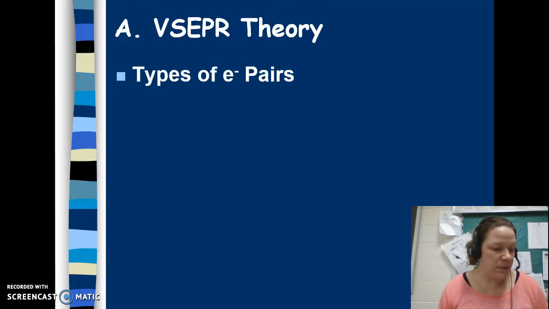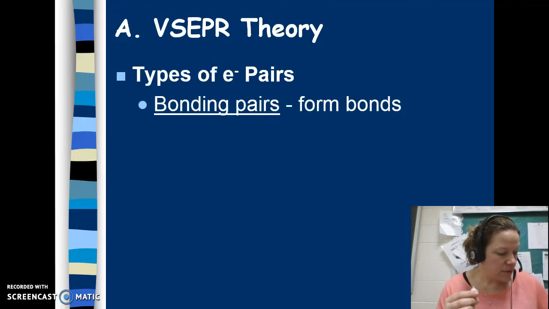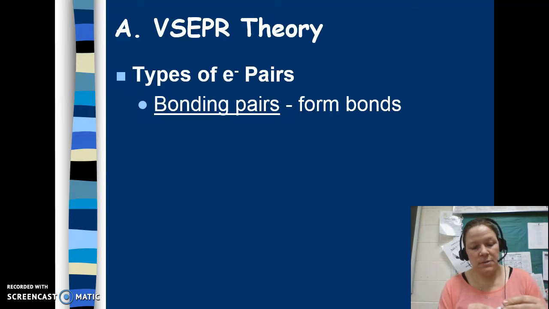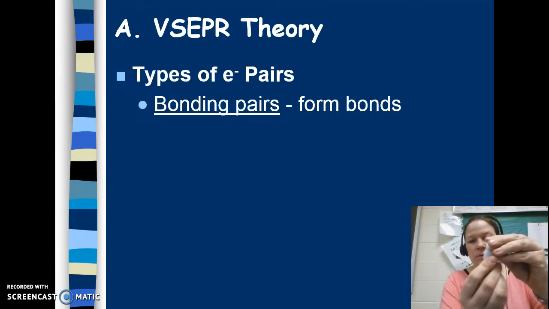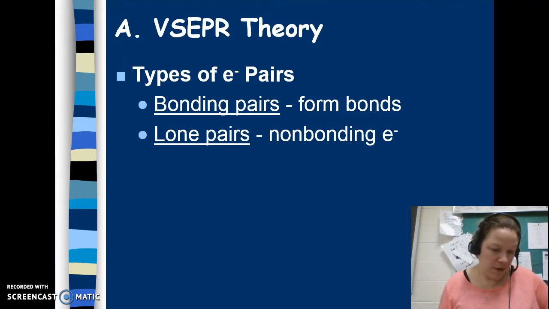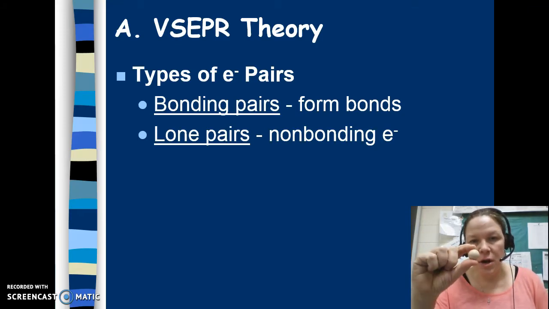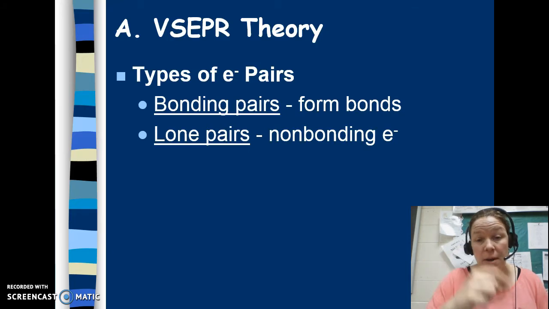There are two types of electron pairs. There are bonding pairs that will form bonds. So you'll see me use these for bonding pairs. They're going to be these kind of little gray things. That's going to be our bonding groups. And then we also have what are called lone pairs. Lone pairs are non-bonding electrons that are going to be these little beige thingies right here. And you will see when we draw Lewis structures, these are the extra dots that we draw around central atoms that are not bonded to anything.